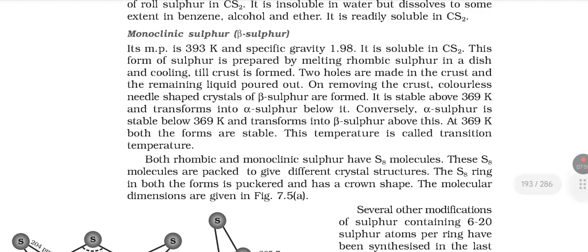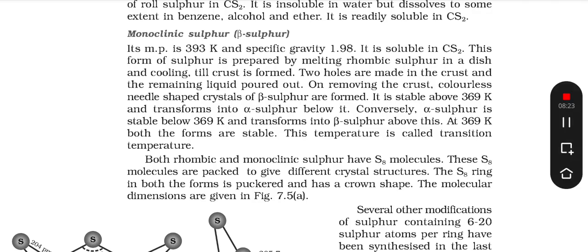Monoclinic sulfur, beta sulfur. Its melting point is 393 Kelvin and specific gravity is 1.98. It is soluble in CS2. This form of sulfur is prepared by melting rhombic sulfur in a dish and cooling till a crust is formed. Two holes are made in the crust and the remaining liquid poured out. On removing the crust, colorless needle-shaped crystals of beta sulfur are formed.